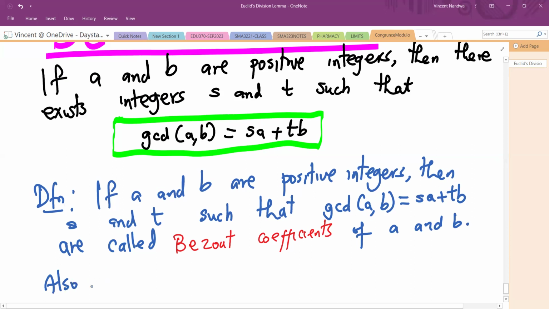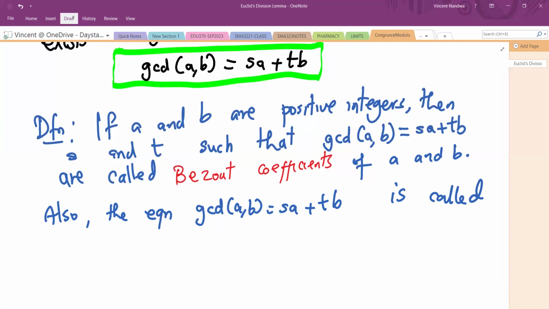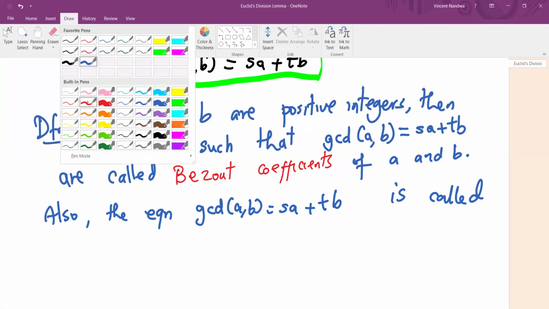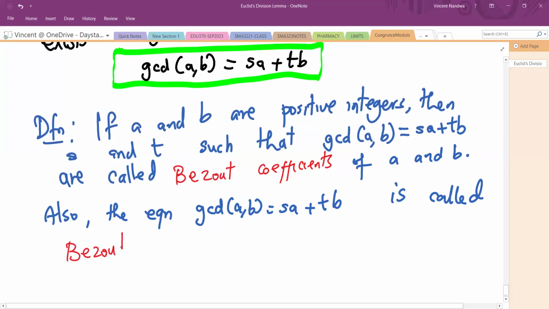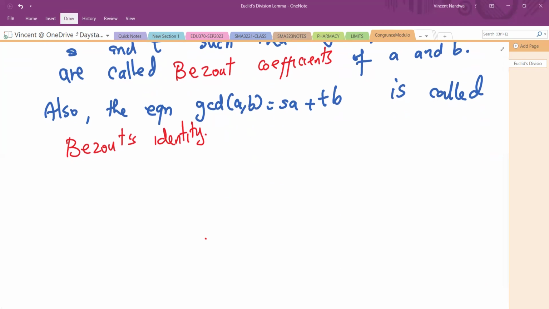Also, the equation GCD of A and B equals SA plus TB is called Bézout's identity. So Bézout was a French mathematician of the 18th century. So let's quickly describe how we can find the Bézout coefficients when we have two positive integers.